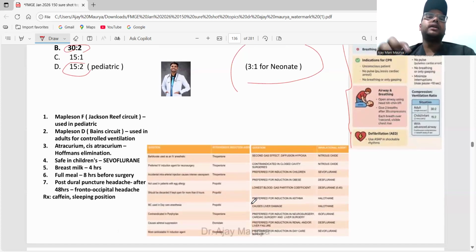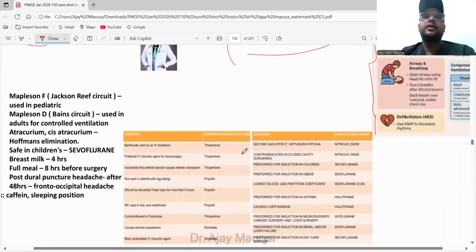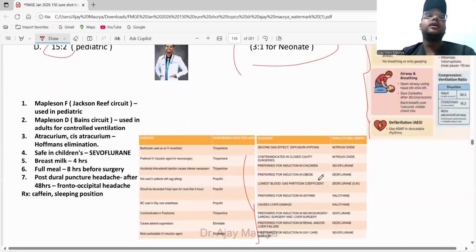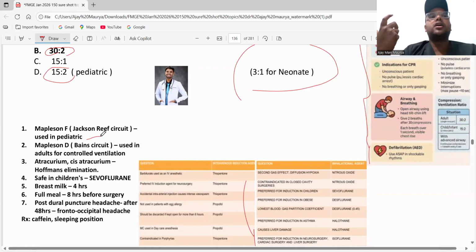Next, remember some important one-liners from anesthesia. Just try to read all of these, and remember the circuits. Here we have the Mapleson F type, the Jackson Rees circuit, used in pediatrics. How to remember this? If you can't F, then how are you going to produce the baby? I think you know what I'm telling. So it is Mapleson F.